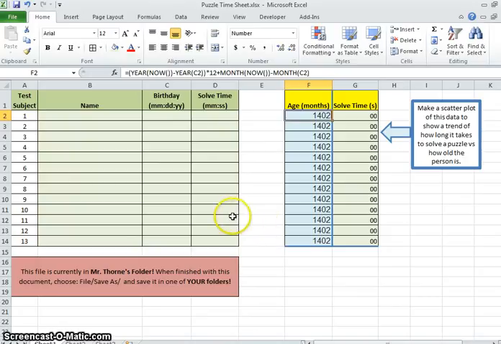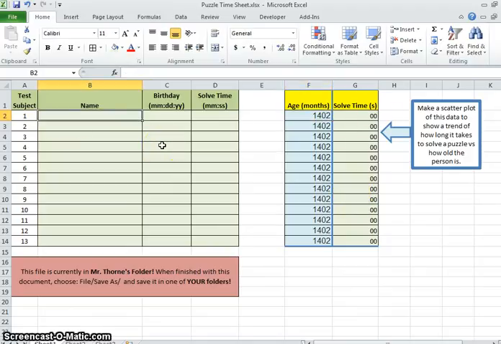Alright, so you guys are ready to start testing out your puzzle cubes and making some predictions of how long it would take people to solve it based off of how old they are. We're going to put in names here, when their birthday is, how long it took them to solve it in minutes and seconds, and it will configure for you the number of months they are old since you guys are all about the same year of age. I figure I put in months to make that a little bit more interesting, and how long it took them to solve it in seconds.